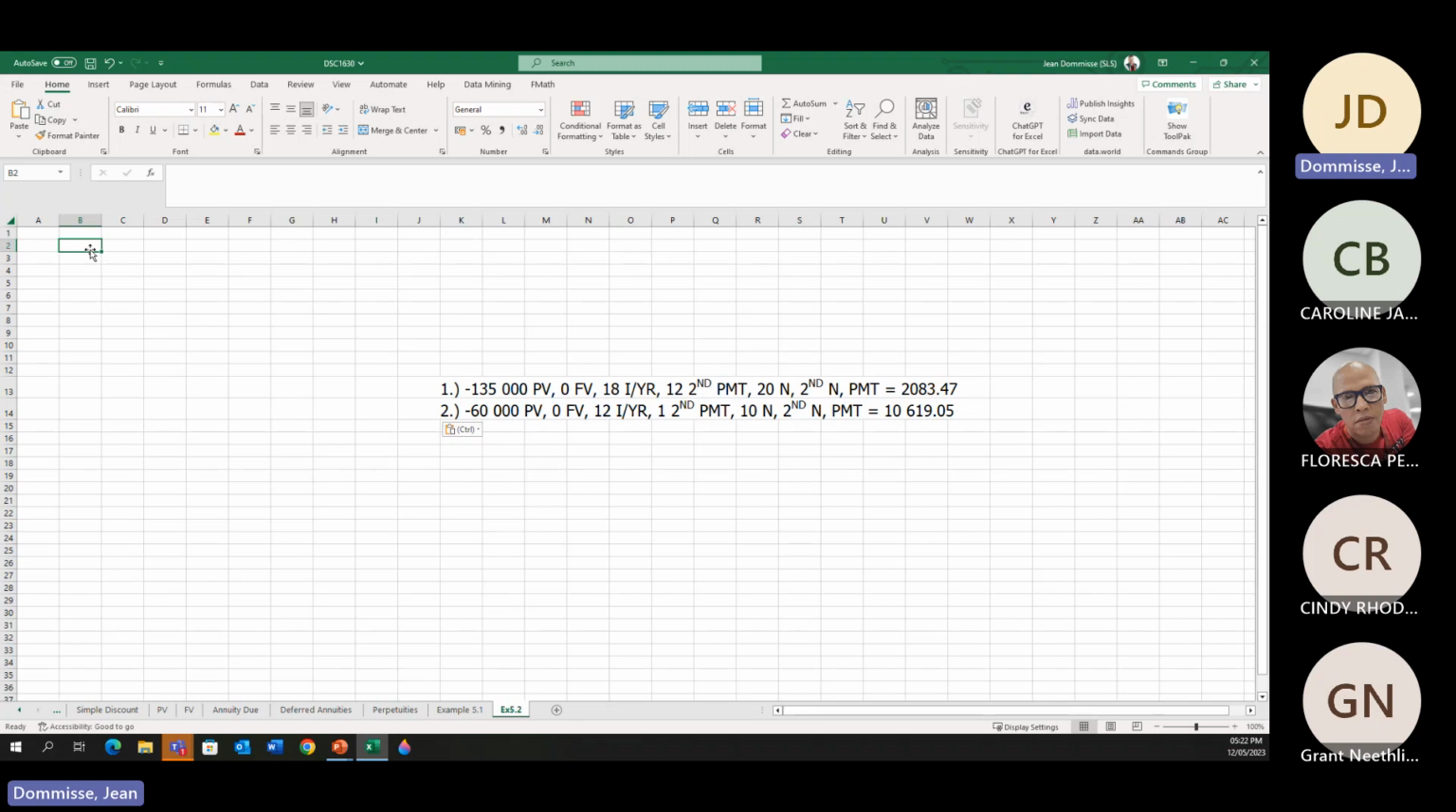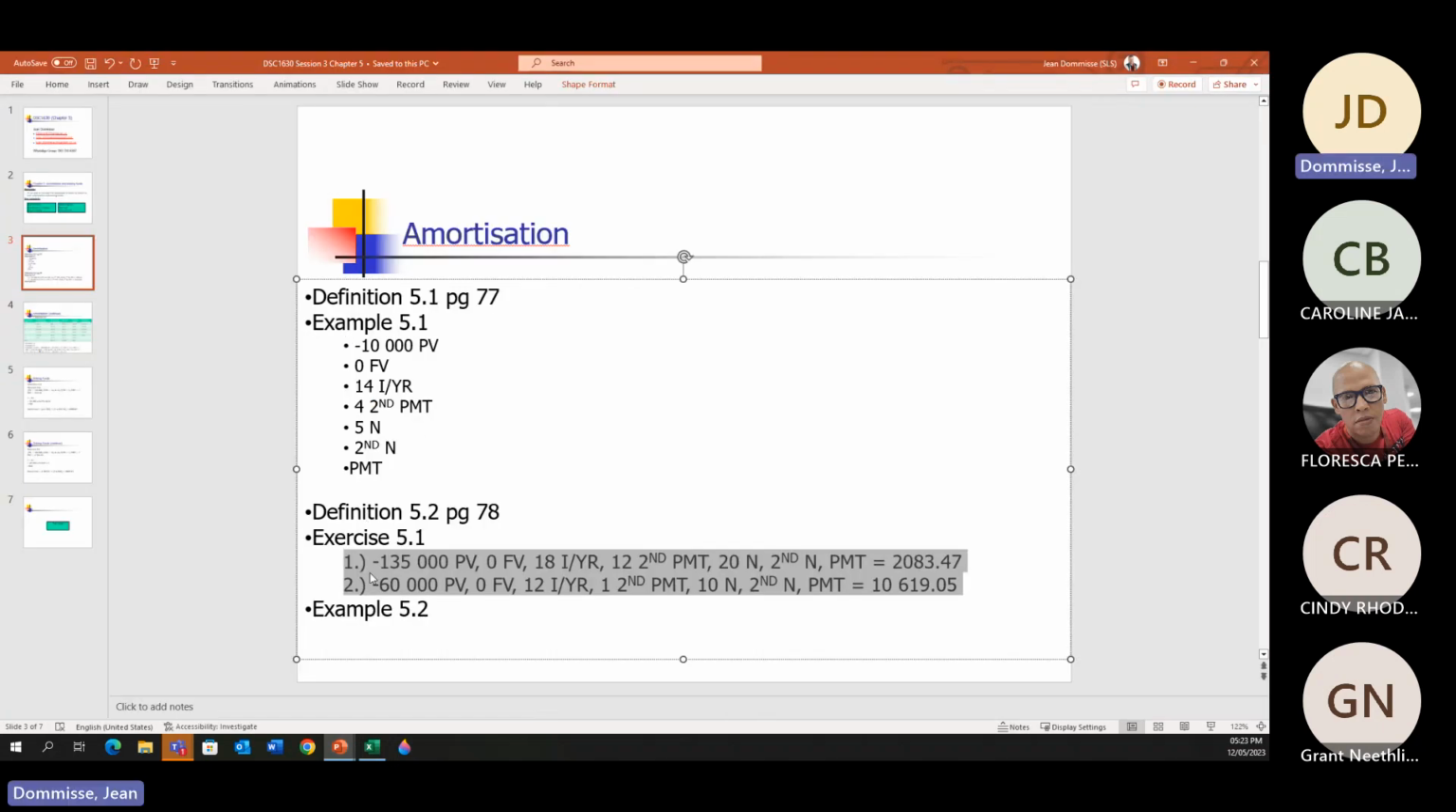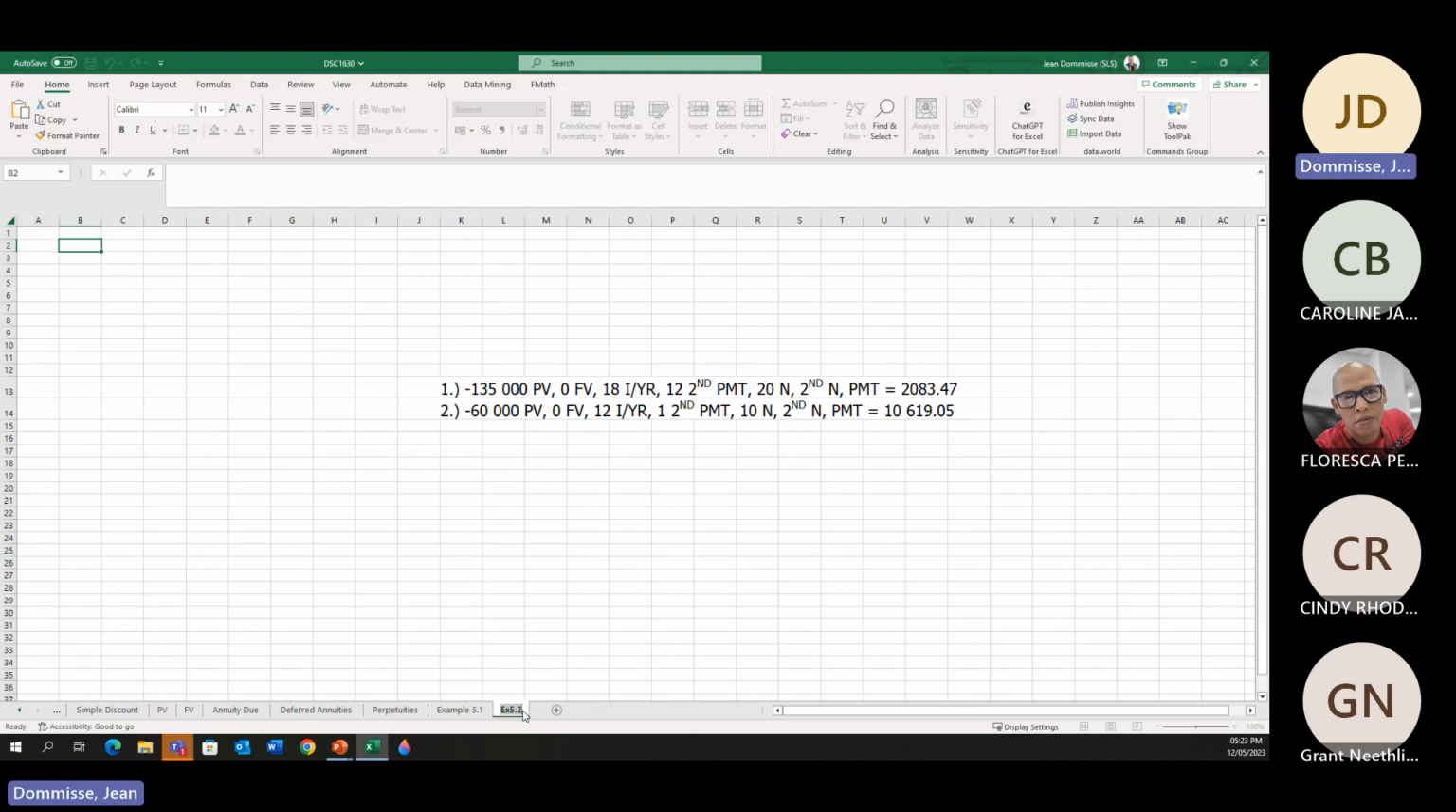So they tell us in the one, draw up an amortization schedule for a loan. Wait, I am definitely not reading the right one here. Oh, okay. I'm already at the next one. So that is exercise 5.1. I was already at exercise 5.2.